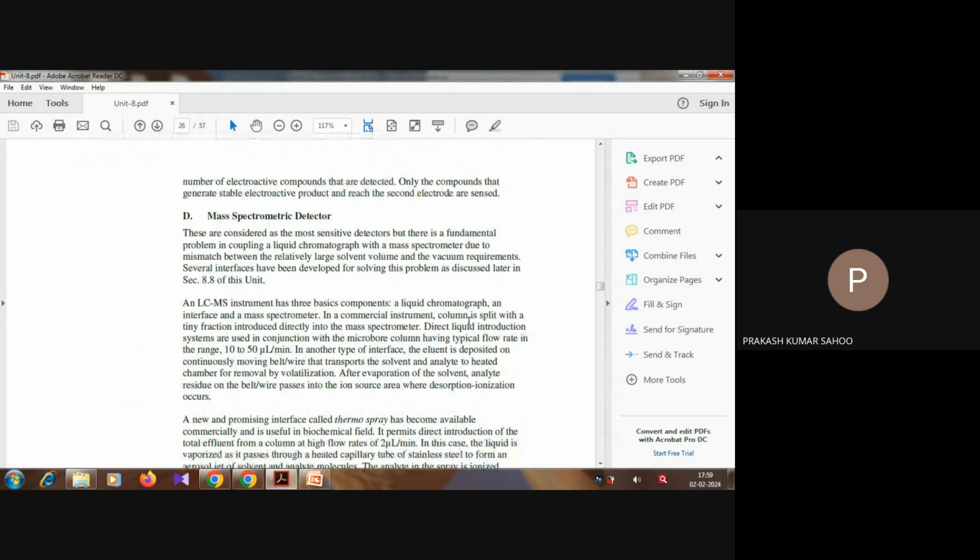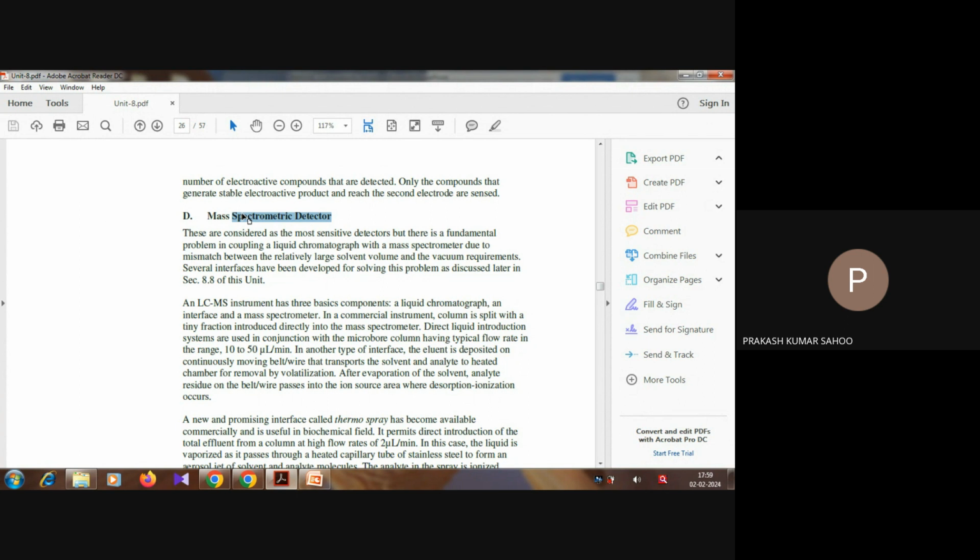Then the mass spectrometric method. Here spectrophotometric is not applicable for mass spectrometry, because in UV visible, IR, NMR, this type of spectroscopy, we use electromagnetic radiations. For UV visible, it is UV; for IR, it is IR; for NMR, it is radio wave.